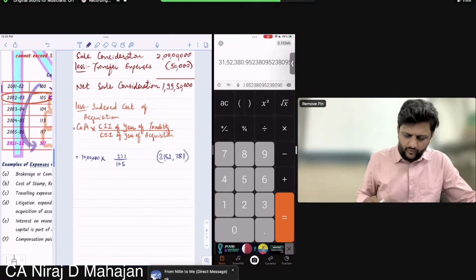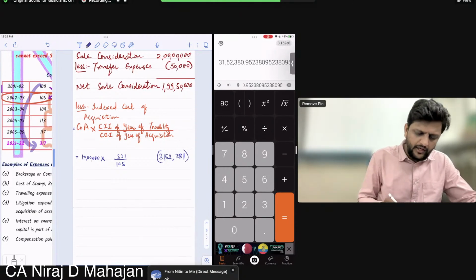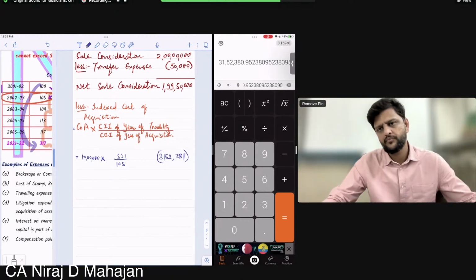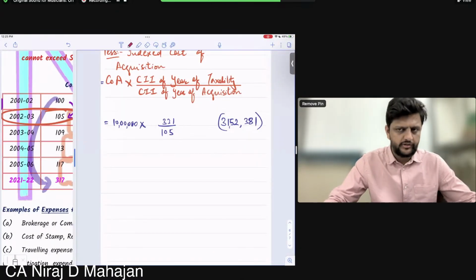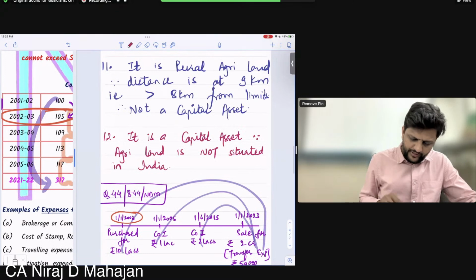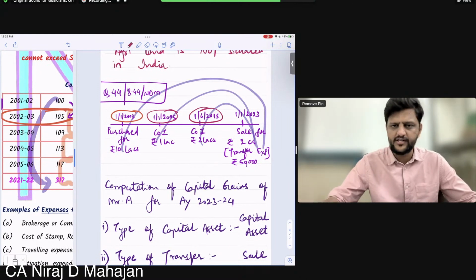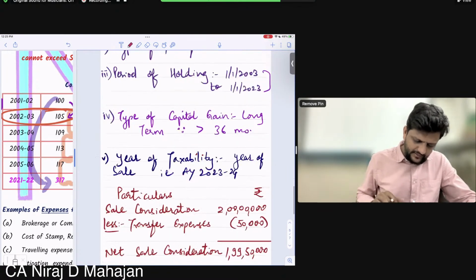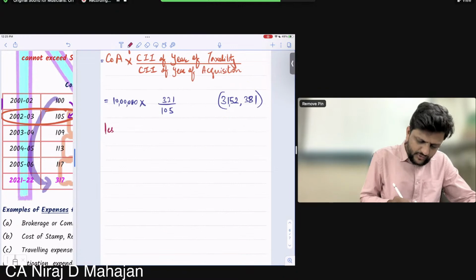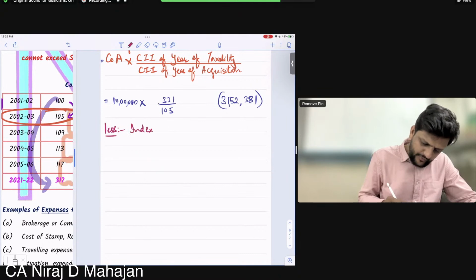Now don't directly find out the balance figure, because we are also allowed to reduce the cost of improvement. But again tell me, whenever you did the cost of improvement, in 2005, 2015, these dates compared to 2023, are they more than 36 months? Yes. So even there, it is long term, and even they can be indexed. Understood here? So less: index cost of improvement.